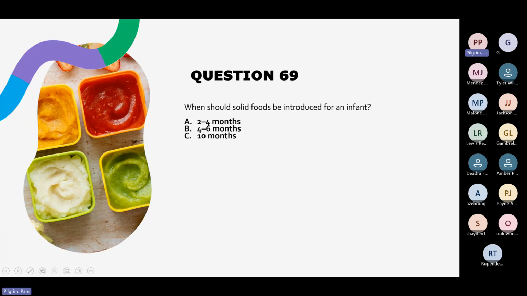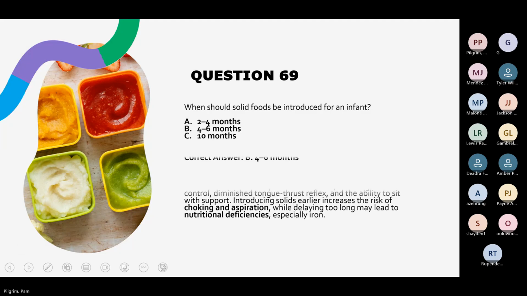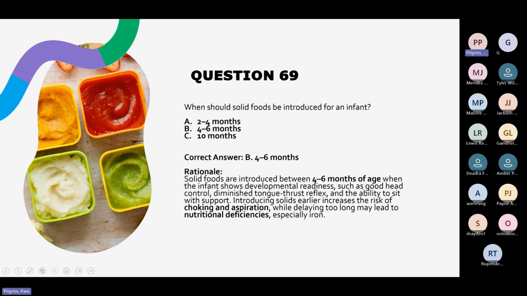Question 69, when should solid foods be introduced to an infant? And the answer is B, 4 to 6 months. So keep in mind that we introduce them between 4 and 6 months when the baby's able to sit up, control. They have the tongue thrust reflex. And you introduce one new food at a time.